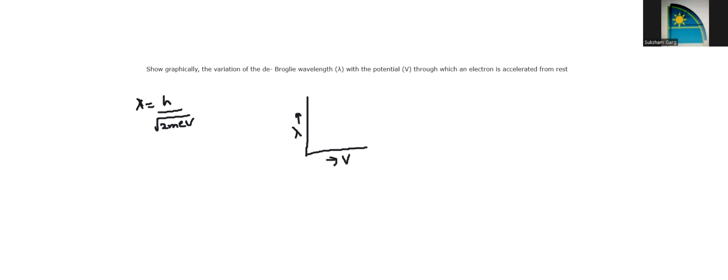Remember, in the previous numerical, we were making the graph between lambda and 1 by v. The graph was given, that's why it was a straight line. But if you notice, by this relation, lambda is actually inversely proportional to root of v. That is why when you plot the graph, it will be an exponentially decreasing slope graph.